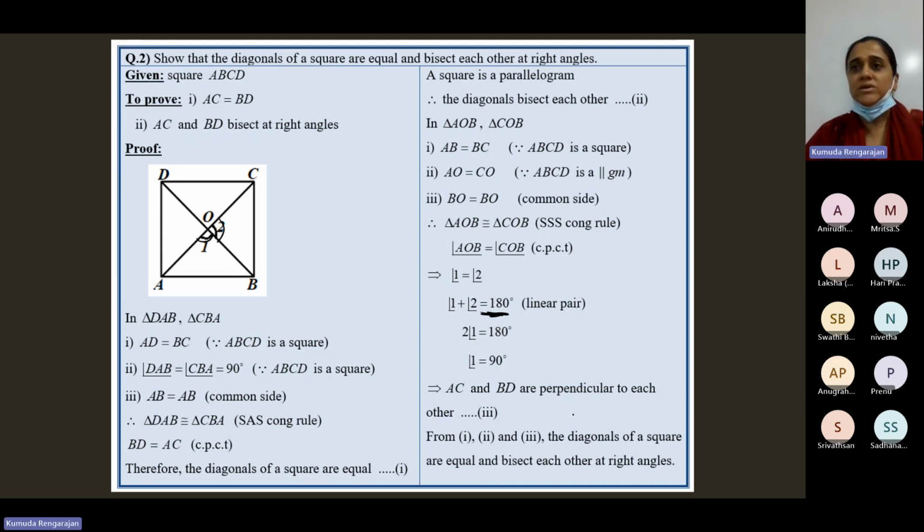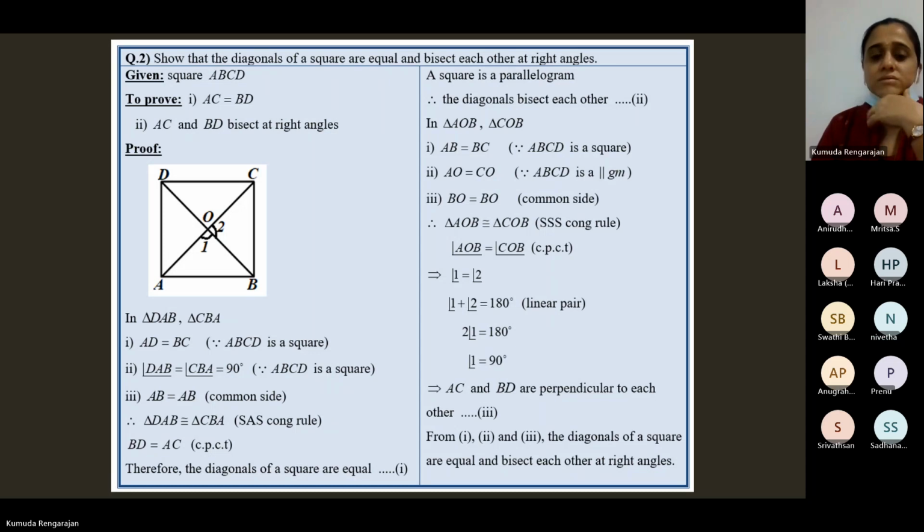Yeah, and then the rest you understand. So like this, we prove that angle 1 is 90 degrees. It becomes twice angle 1, because angle 1 plus angle 2, which is also angle 1, is equal to 180. So like this, we get angle 1 is 90. So we proved all the three, right? Any questions, online students? No, ma'am.